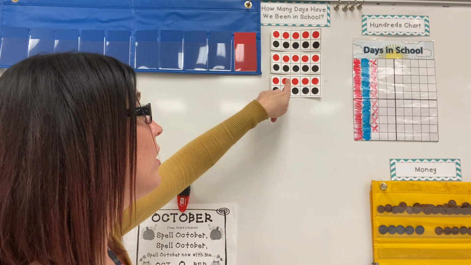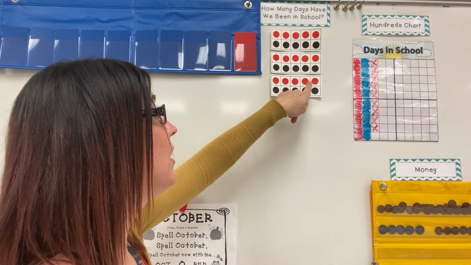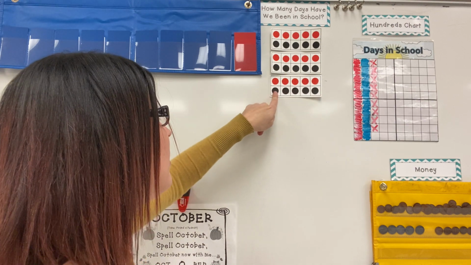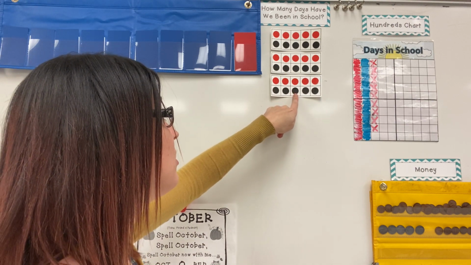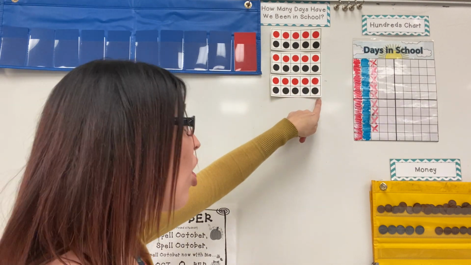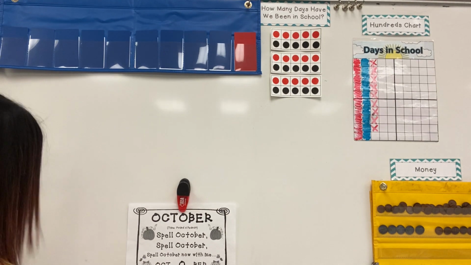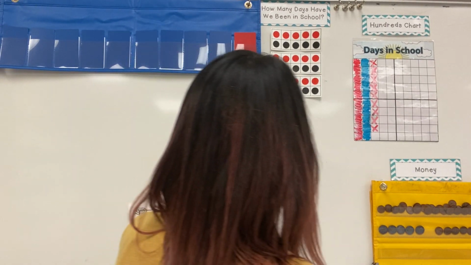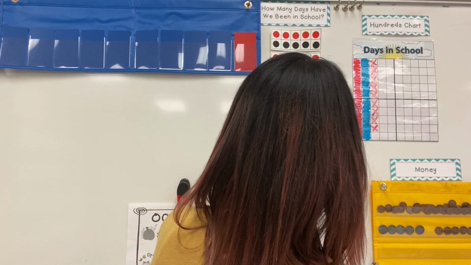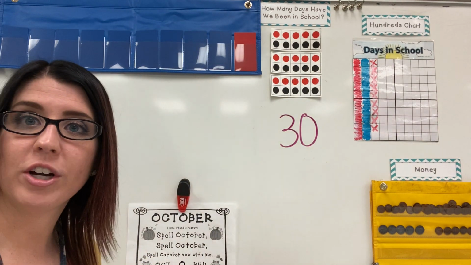20, 21, 22, 23, 24, 25, 26, 27, 28, 29, 30. You've now been in school for 30 days. So I'm going to write the number 30, and we're going to look at what 30 looks like. Look at the number 30.